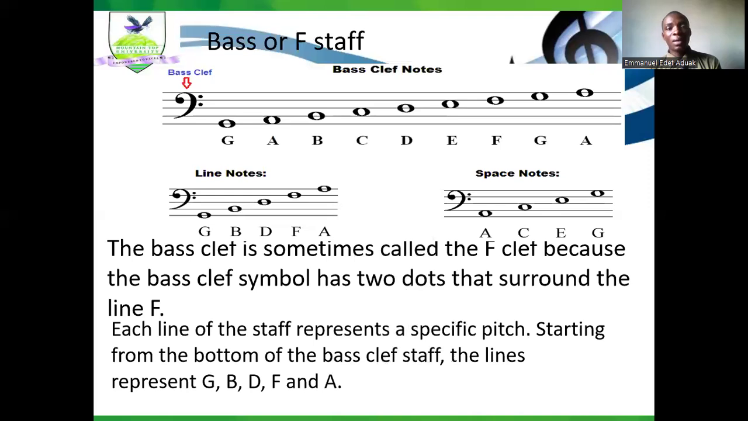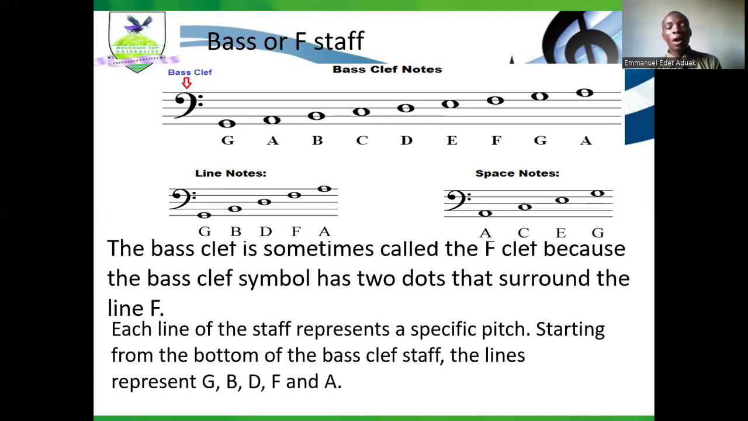Now, let's look at the bass staff. For the bass staff, line 1 is G, line 2 is B, line 3 is D, line 4 is F, line 5 is A. So the acronym we use for it is Good Boy Deserve Favor Always. Good Boy Deserve Favor Always.